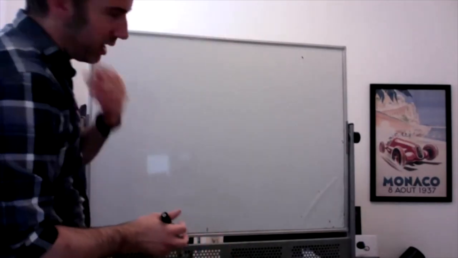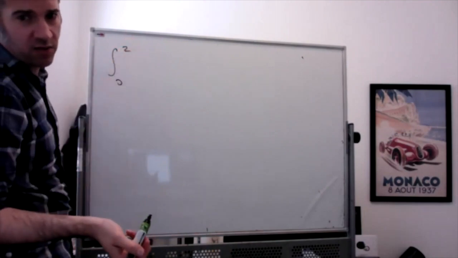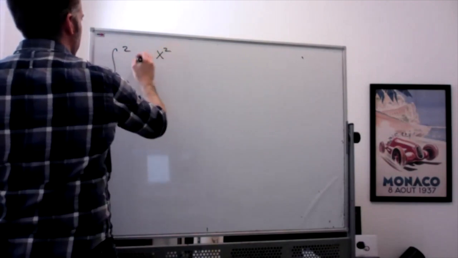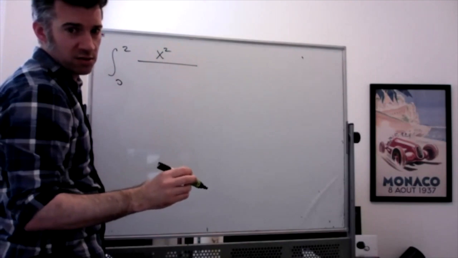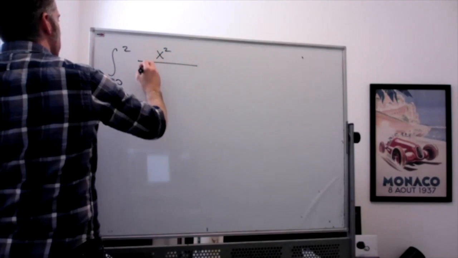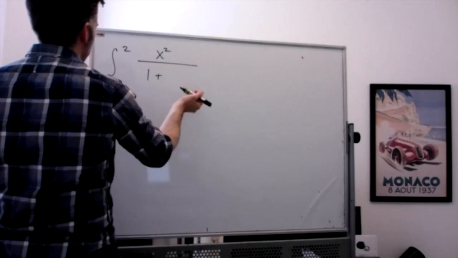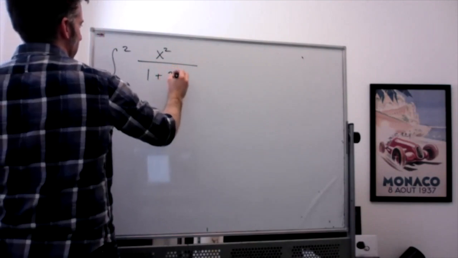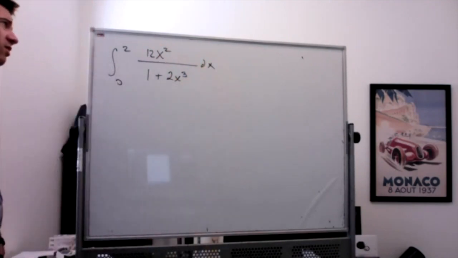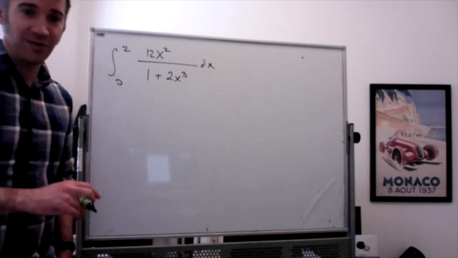Let's look at something like the integral from 0 to 2 of x squared over 1 plus 2x cubed. Let's make it 12. Sure. Here's a problem for us. Integral from 0 to 2 of 12x squared divided by 1 plus 2x cubed.